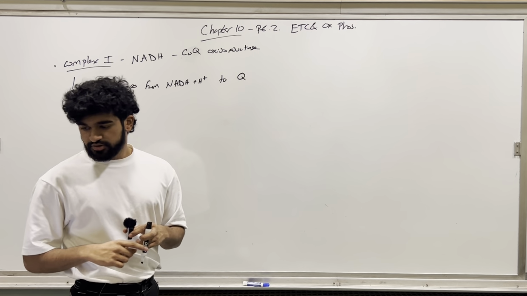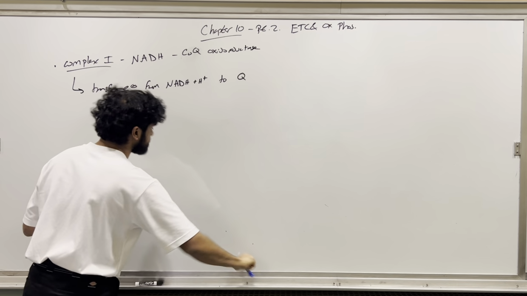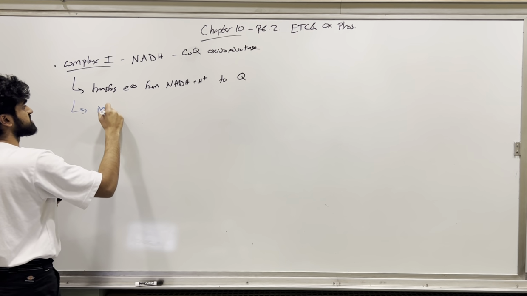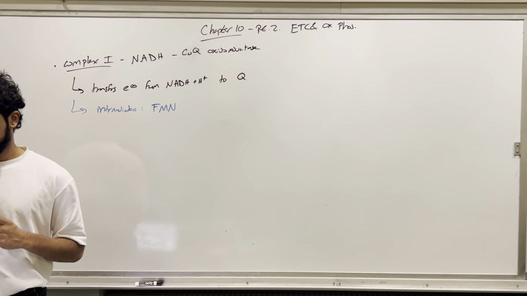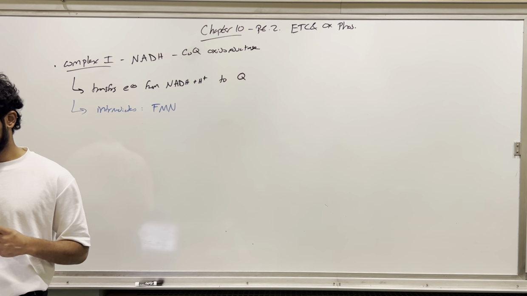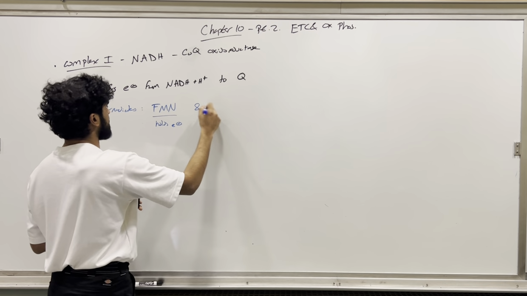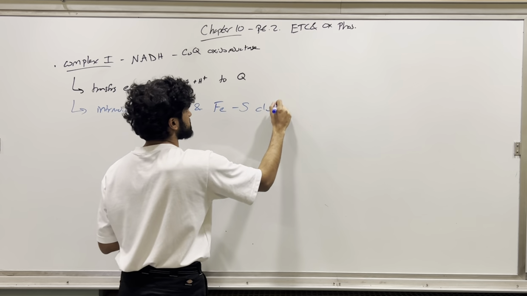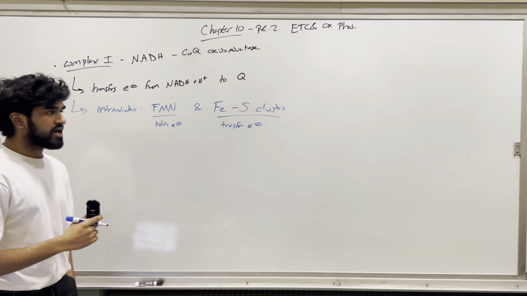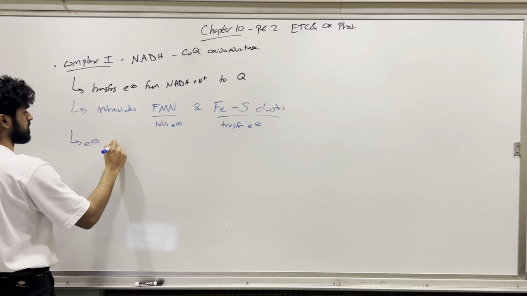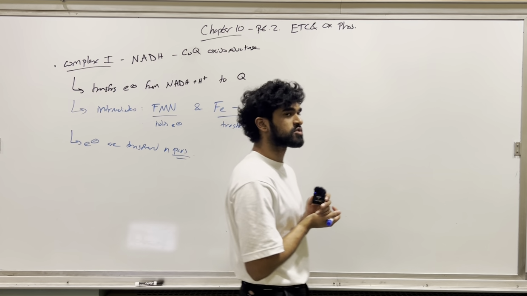But before it transfers from NADH to Q, it transfers through something known as, there's a little carrier molecule. There's actually two carrier molecules. So intermediates include FMN, flavin mononucleotide, which holds electrons, and iron sulfur clusters that transfer electrons. And what I want you to know is that the electrons are transferred in pairs. The electrons are transferred in pairs.